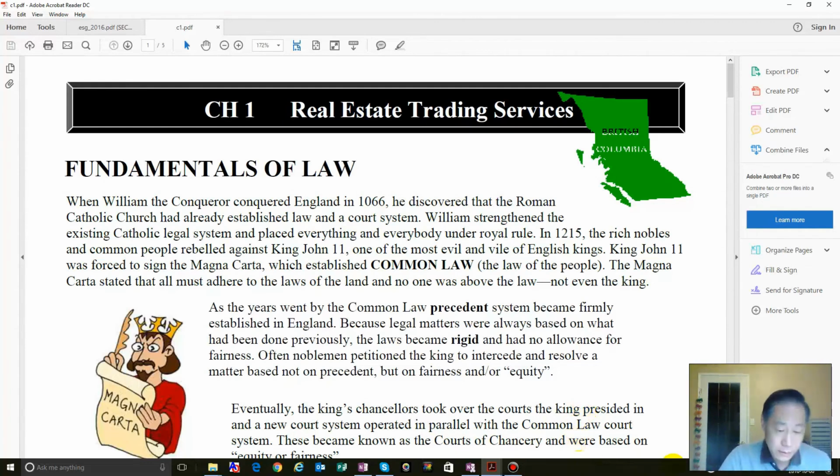So for today's sample lecture, I'm going to briefly go over the fundamentals of law section in Chapter 1, Real Estate Services. As stated in the textbook, it starts with the story of William the Conqueror. This is briefly mentioned in the main text as well, but there's no need for us to go into detail about the history, and since I'm not a law major myself, I'll only cover what's absolutely necessary for the exam. If there's anything outside of that which I don't know, I'll let you know in advance.